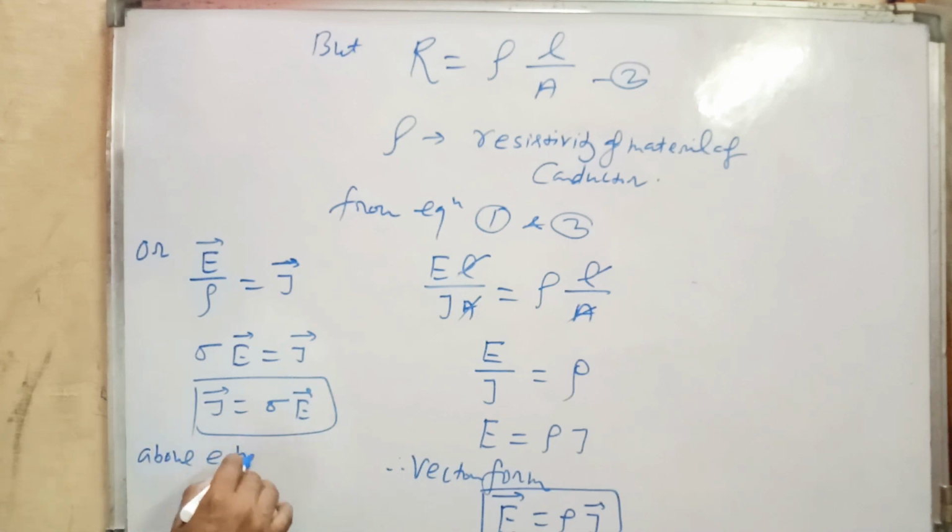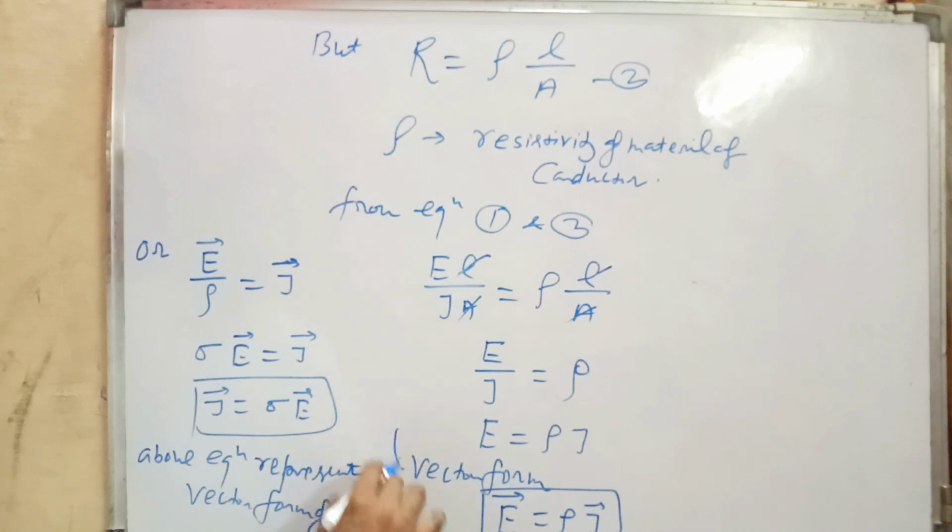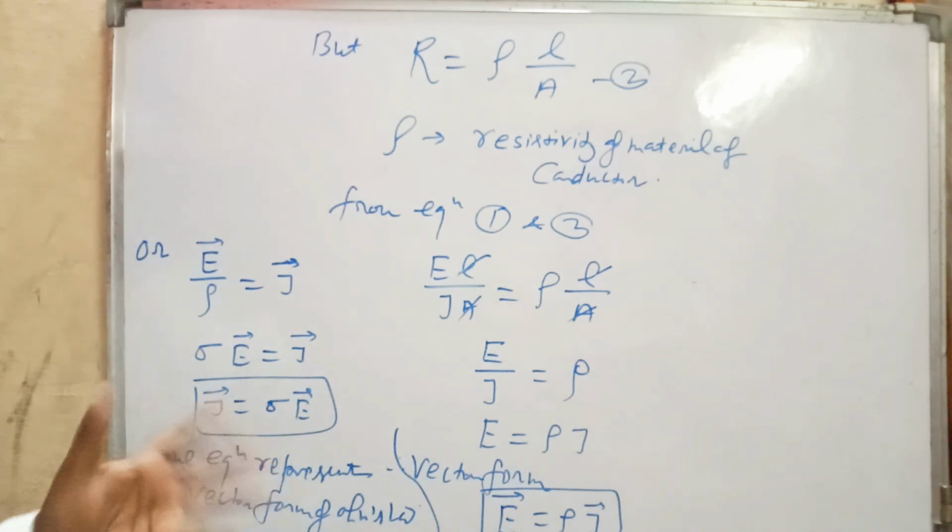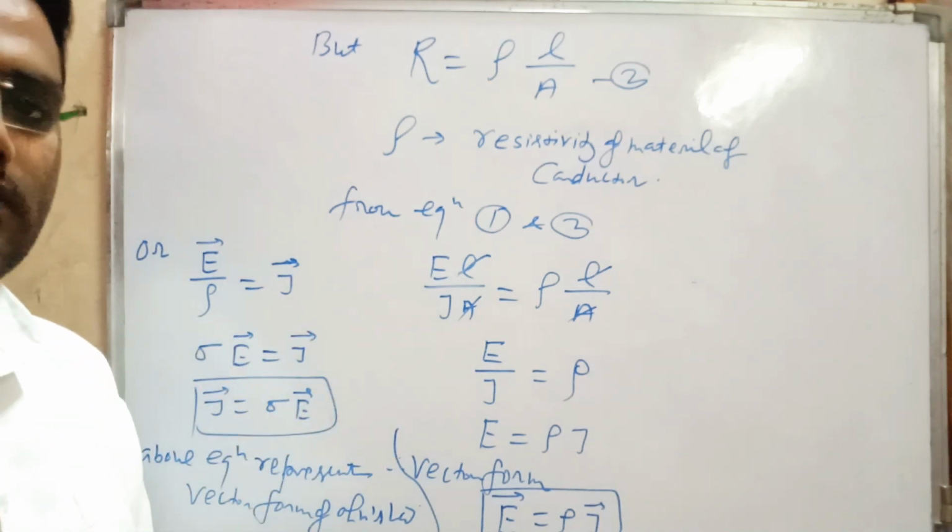Above equations represent the vector form of Ohm's law. So this one is the concept of the vector form of Ohm's law.